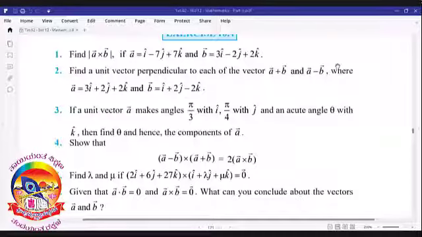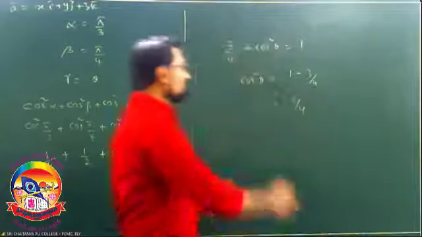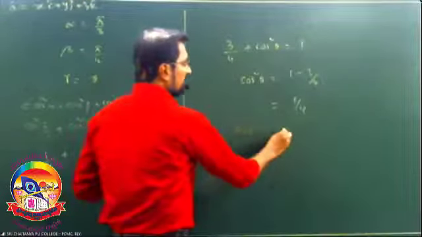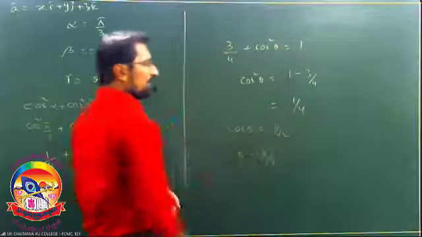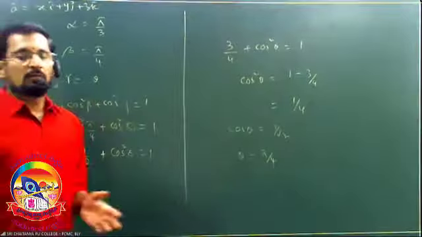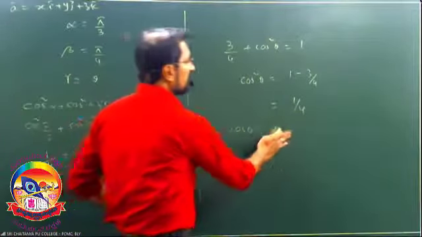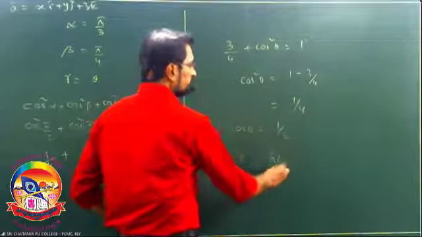Now cos square theta is equal to 1 by 4. Cos theta is equal to plus or minus 1 by root 2. Okay. Therefore, theta is equal to pi by 4 again. Am I right? So cos theta is equal to 1 by 2, theta is equal to pi by 3.